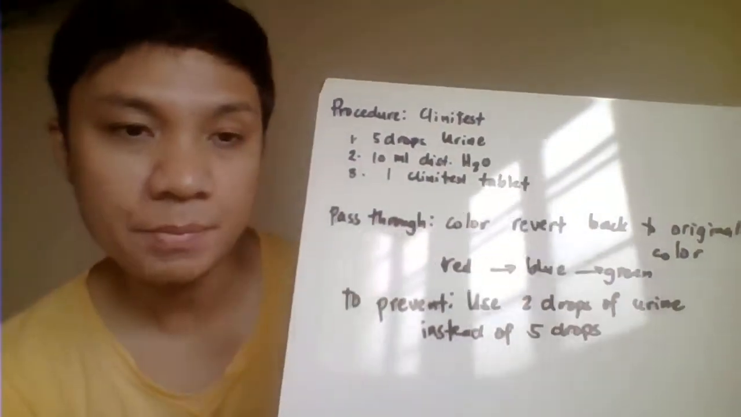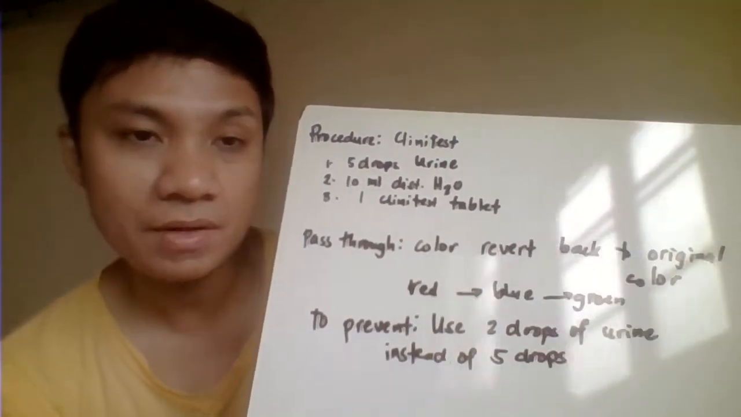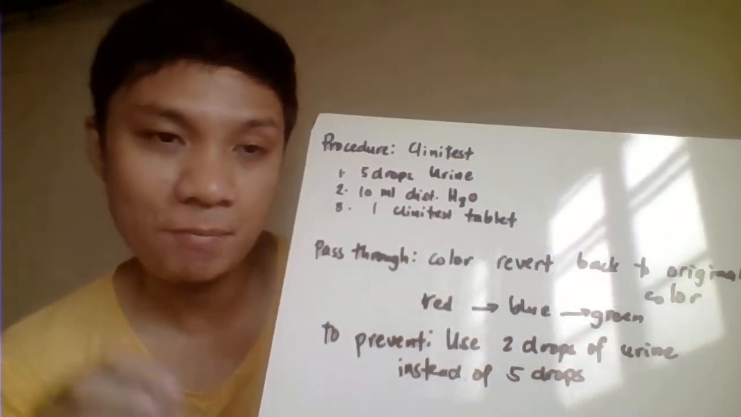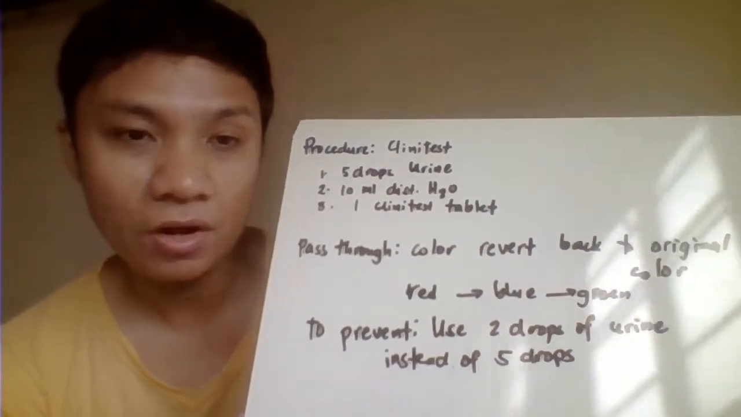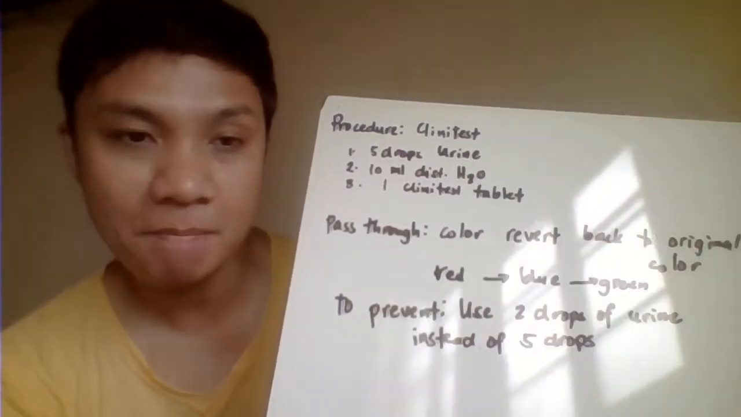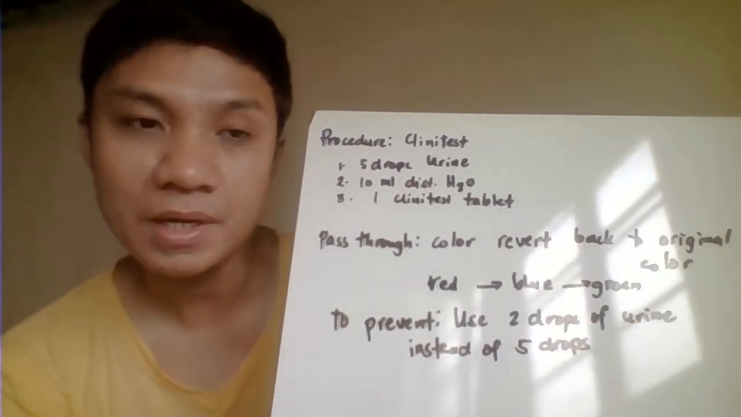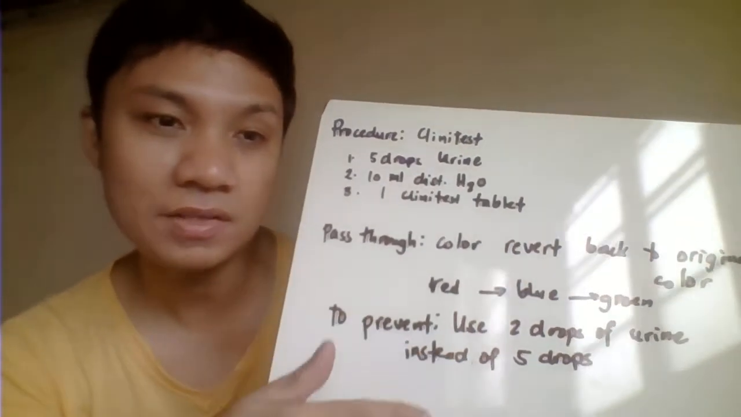Okay, then we have here the procedure for your Clinitest. So just have here 5 drops of the urine, then you add 10 drops of your distilled water, then just drop 1 tablet of your Clinitest. And then try to observe here for the color change. But you need to be observant here for the presence of your pass-through phenomenon. So pass-through phenomenon is the condition wherein the color reaction tries to revert back to the original color.